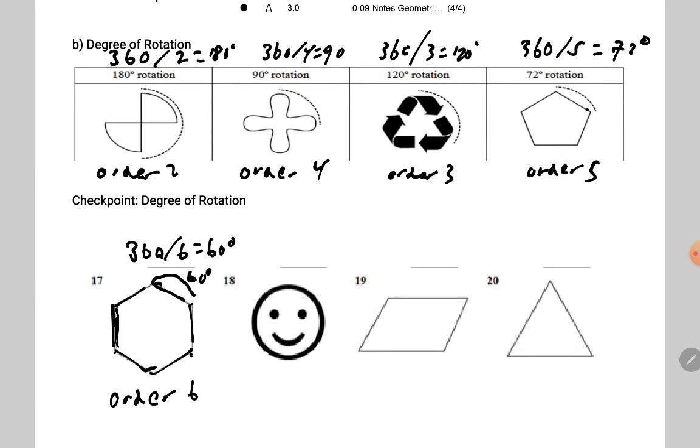Smiley face. This is order 1. There's only one way to spin it around and get itself, and that's 360 degrees. Here is 180 degrees, order 2. And then this one is 120 degrees because this is order 3.